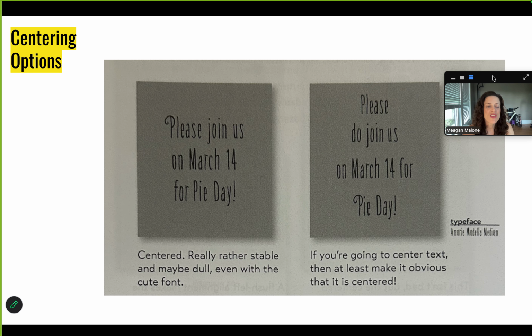So she also wants to say that if you are going to do center, you don't want a center alignment to be lame like this one, where it's like barely any difference. So you still almost have that strong box, but you don't. So it's like something's missing. If you're going to center, make it very obvious that you did so.